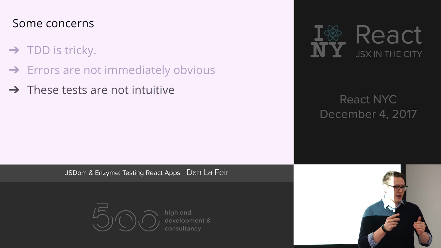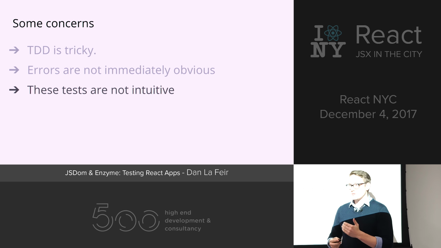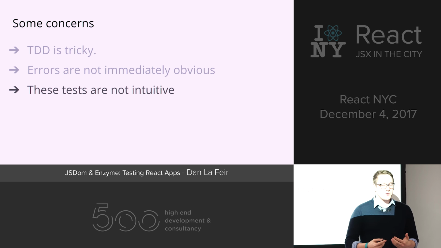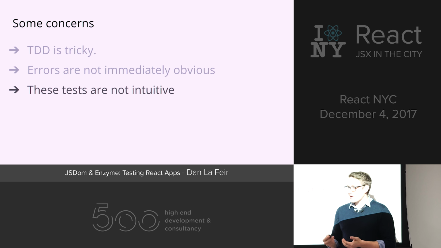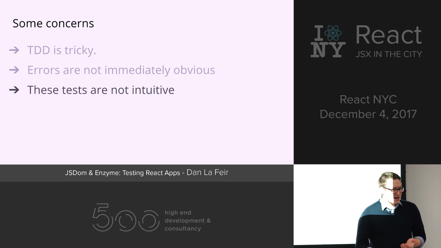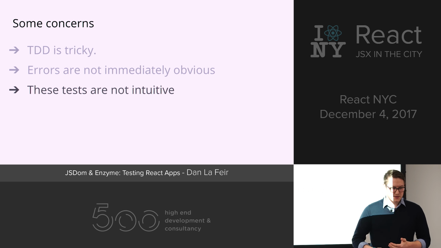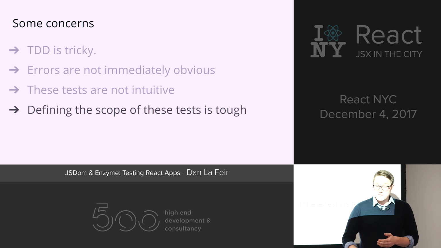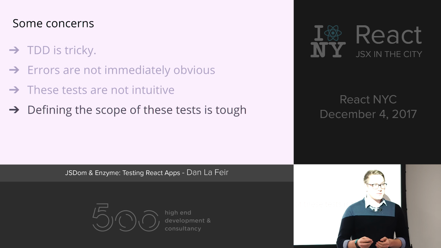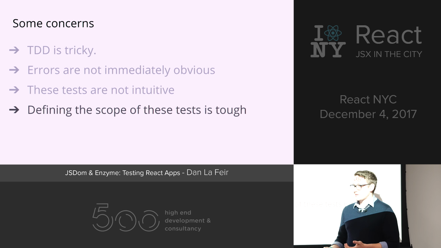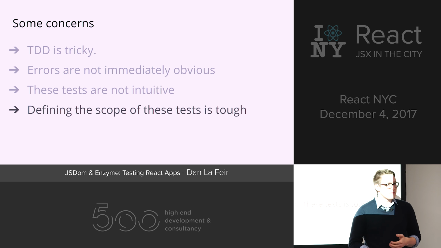And I found that educating around what Enzyme is doing and what JSDom is doing gets people to that place where they feel really comfortable simulating something and being like, oh yeah, that's what the browser is going to do. It's not that far of a leap, but I definitely have to get people there before they're really comfortable writing these tests. Defining the scope is really tough. This is probably the biggest concern that I have because I go back and forth. I don't have a good answer to the question of what is the right amount of scope of these tests.